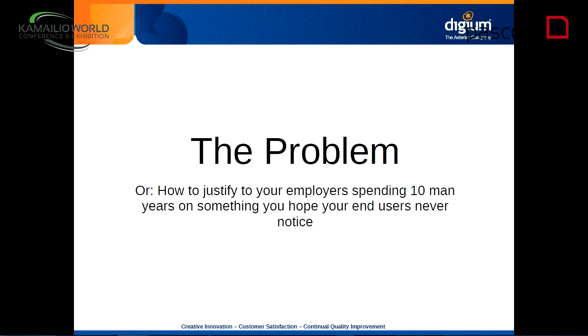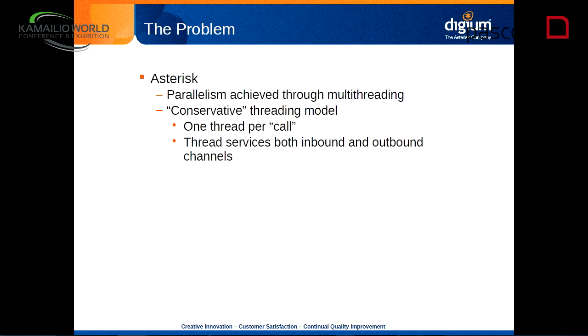So we're not even talking about features at this point. I'm going to burn years of development time to do something where I hope nobody can tell that we changed anything. So why bother doing this in the first place? It all really starts with Asterisk's threading model. Unlike Kamailio, Asterisk is multi-threaded, not multi-process.